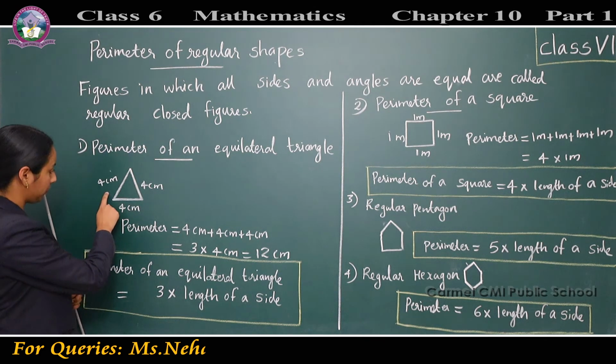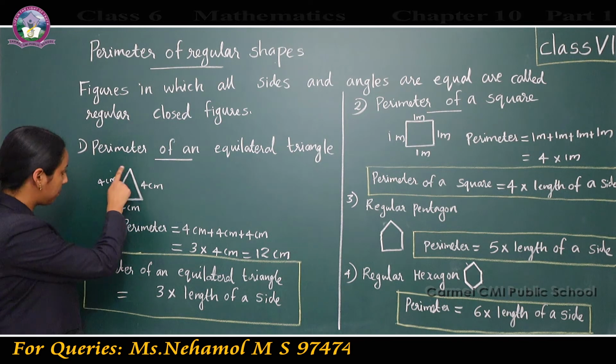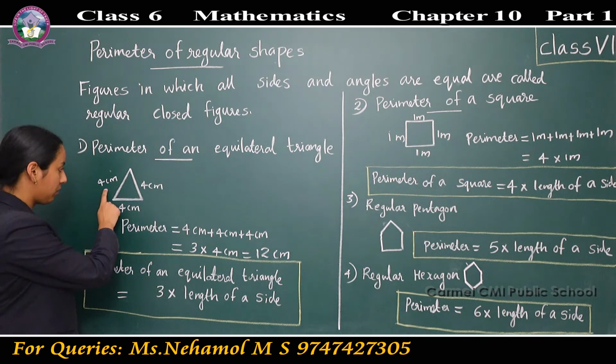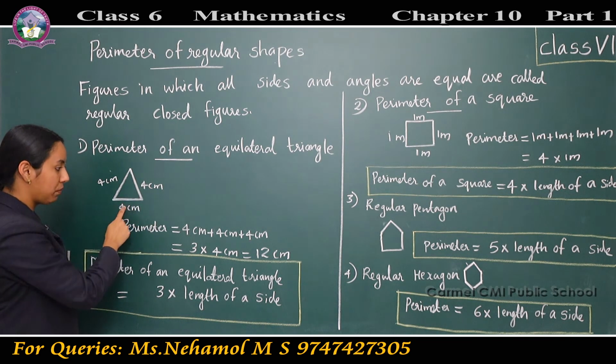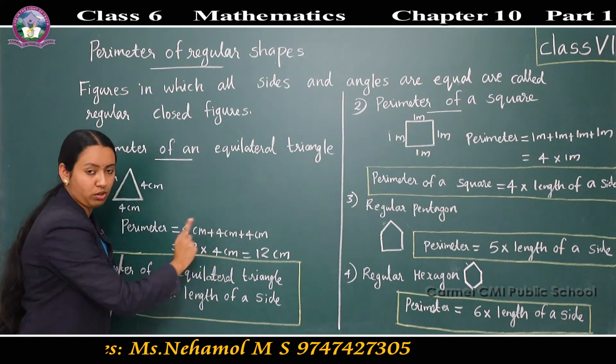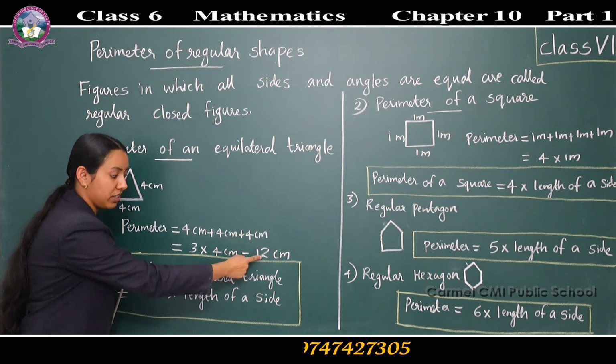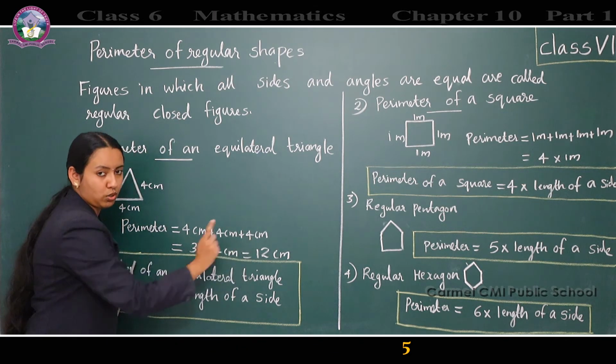Consider the figure: 4 centimeter, 4 centimeter, 4 centimeter. What is the perimeter of this one? 4 centimeter plus 4 centimeter plus 4 centimeter, that is equal to 3 into 4 centimeter, which is equal to 12 centimeter.